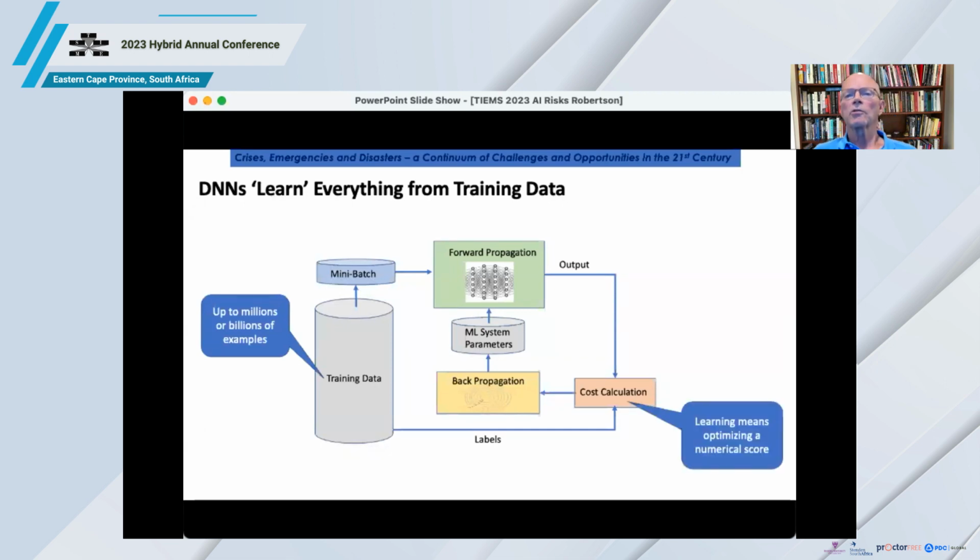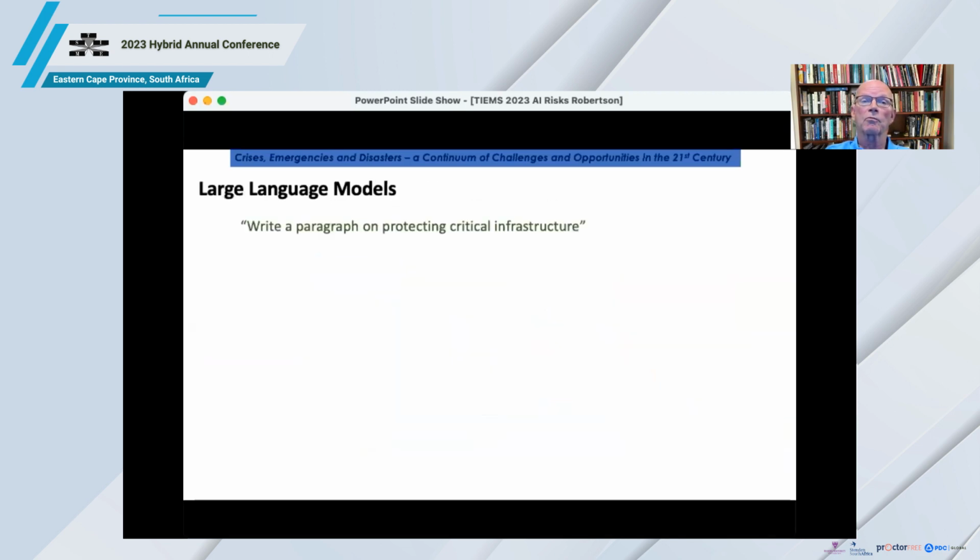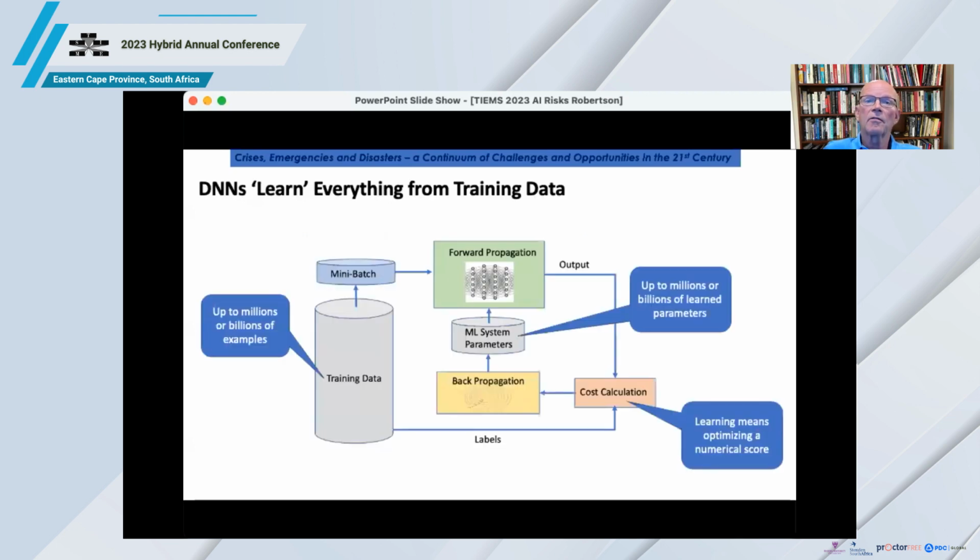A mathematical criterion called loss is minimized, and this is a numerical score that's kept track of as you cycle through the training samples. Up to millions or billions of parameters that control the calculations within the deep neural network are adjusted during this training process. So basically, the extent to which deep neural networks function well, they learn from their training data.